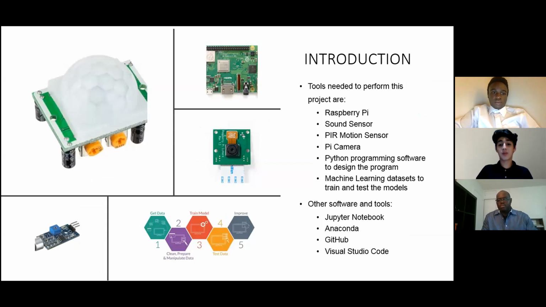The tools that we need to perform this project are Raspberry Pi, sound sensor, PIR motion sensor, Pi camera, Python programming software so that they can design the program, and machine learning data sets to train and test the models. Other software and tools: Jupyter Notebook for more programming, Anaconda so that we can install and import libraries, GitHub, and Visual Studio Code for collaboration using Live Share.